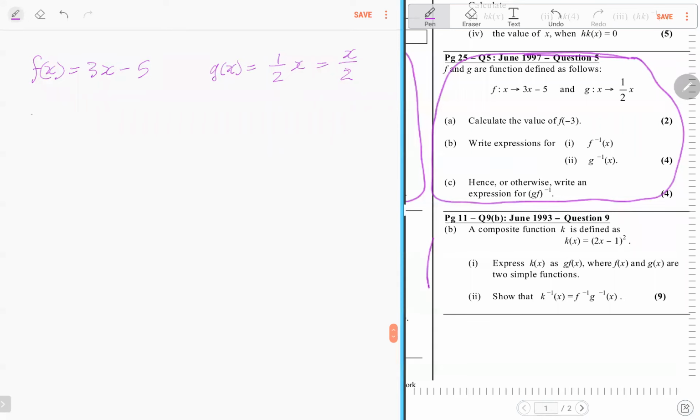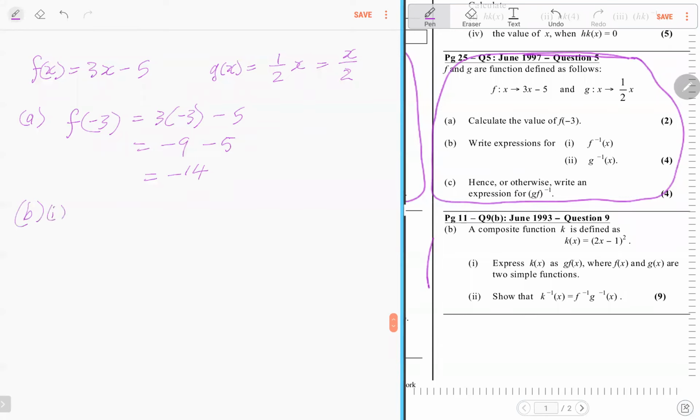And the first part wants us to find f of negative 3. F of negative 3 means that we'll put in negative 3 in the f function right there. So it becomes 3 times negative 3 minus 5. That is negative 9 minus 5, which is negative 14. All right, then we'll come to part B.